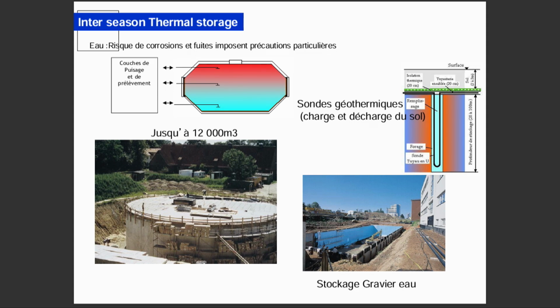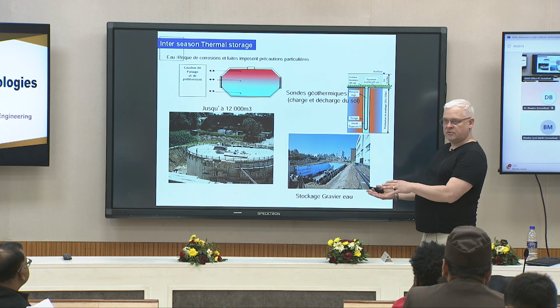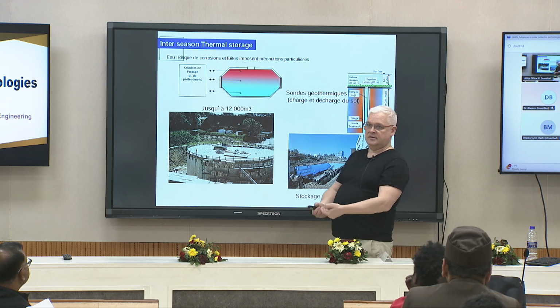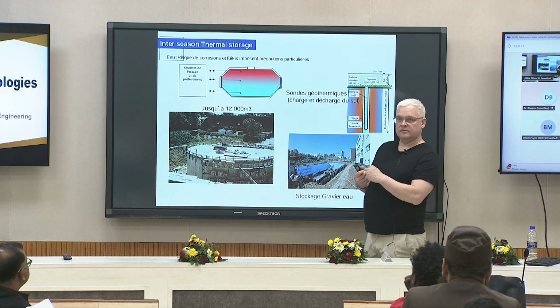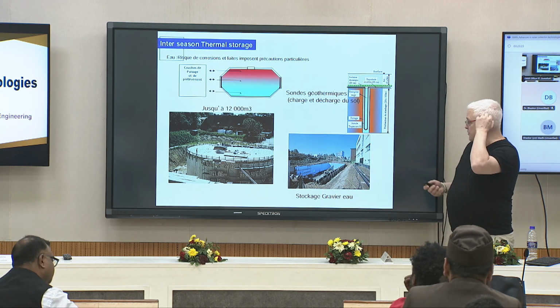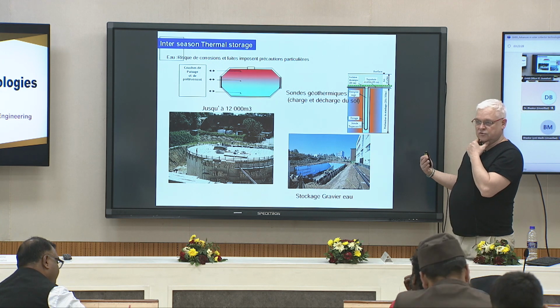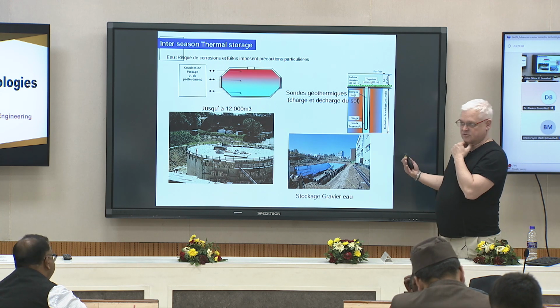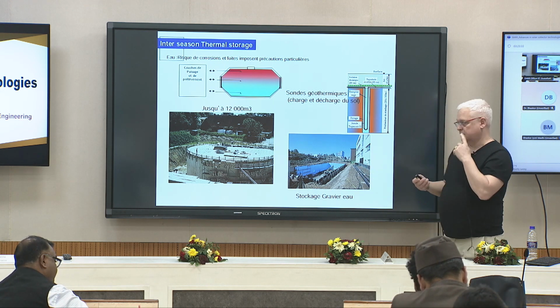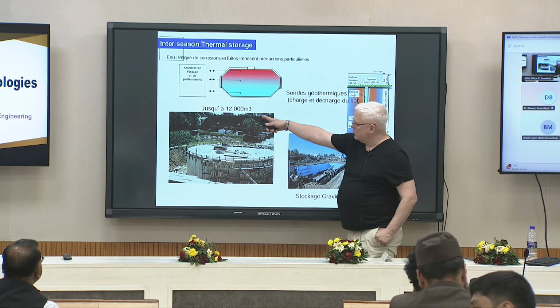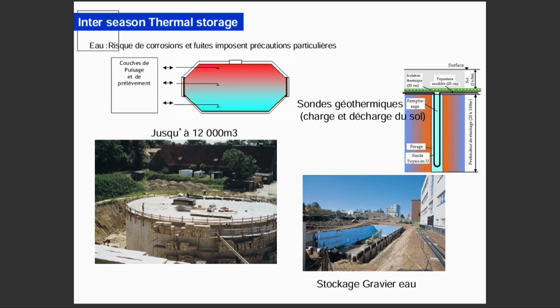gravel and water, usually. So typically this is for inter-season storage. You are injecting a lot of heat during summertime and taking it during winter. Okay? So you can imagine, in terms of maintenance, that you also have to check that the civil structure is okay, and so on and so on. So the example here is 12,000 cubic meters of storage, and the same here.